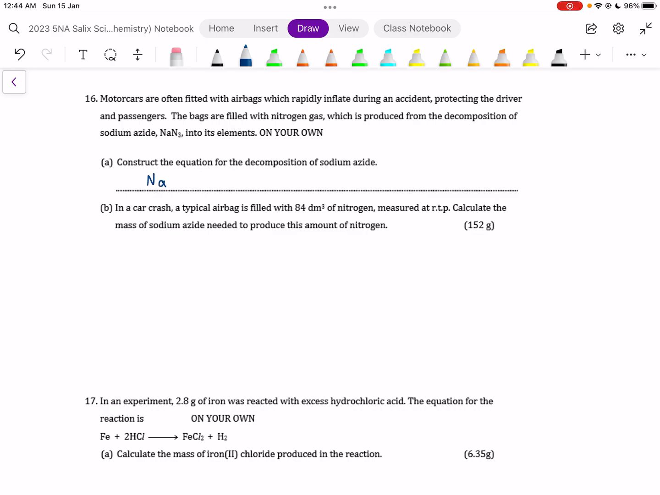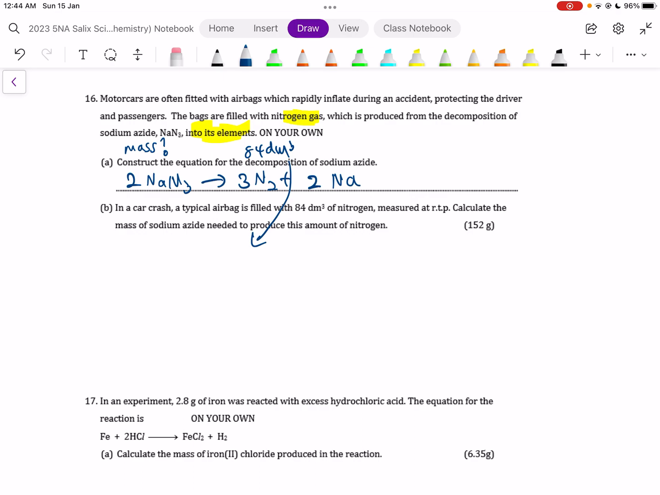So sodium azide. If you read the question, you have nitrogen gas and into its elements. So what you have is N2 plus Na. So 2, 3, 2. That's the balanced chemical equation. Okay, so you are told that in a car crash, the typical airbag is filled with 84 dm cube of nitrogen. So calculate the mass of sodium azide needed. So you want to find the mass of this fella.